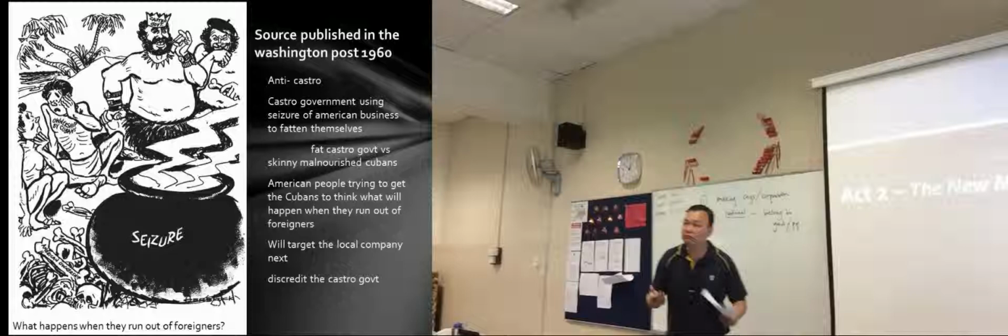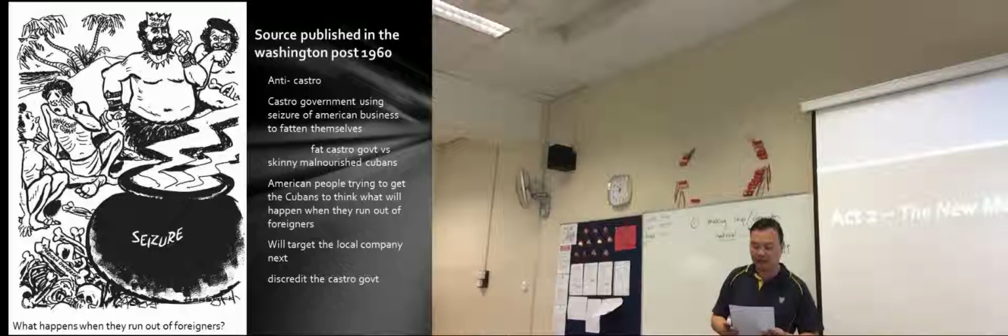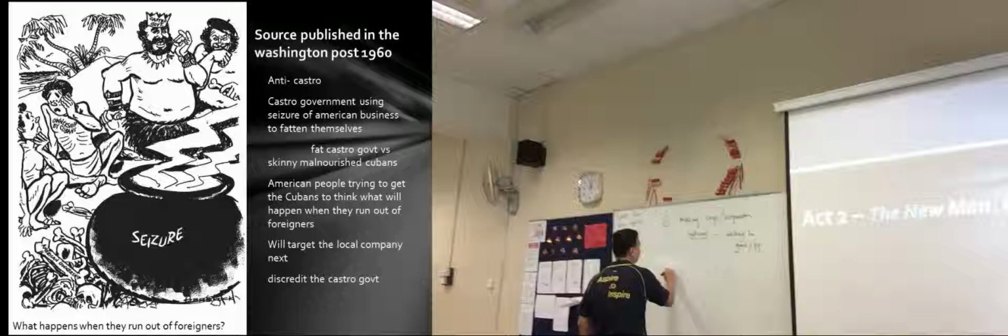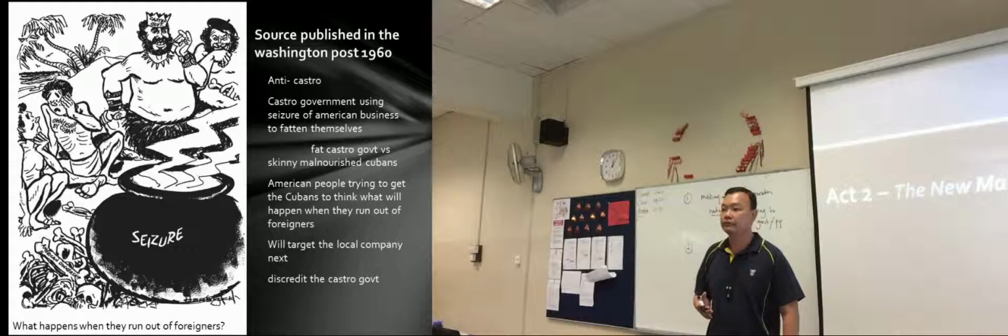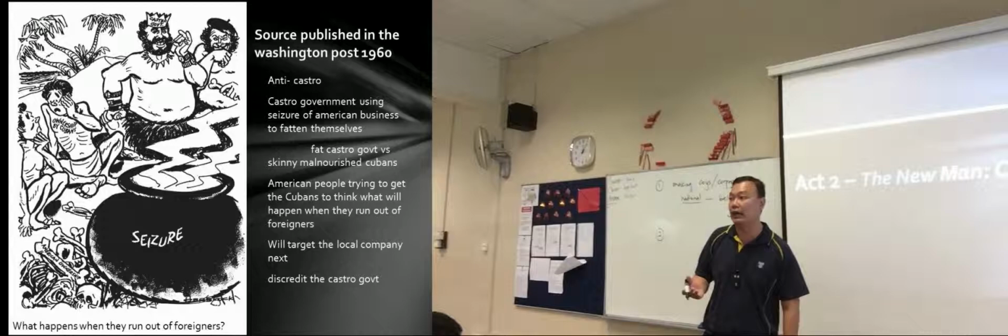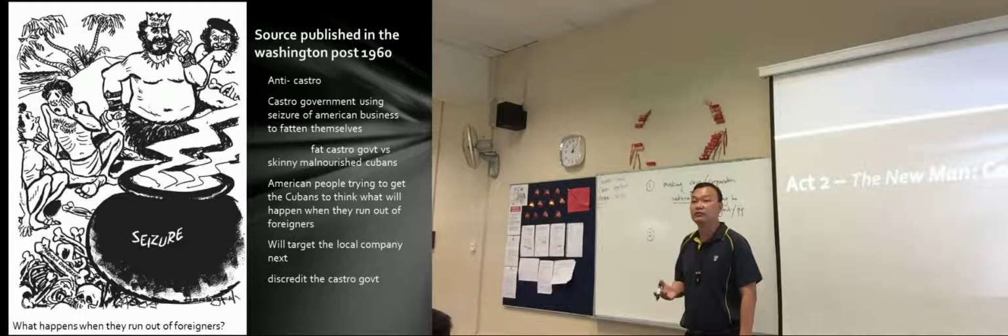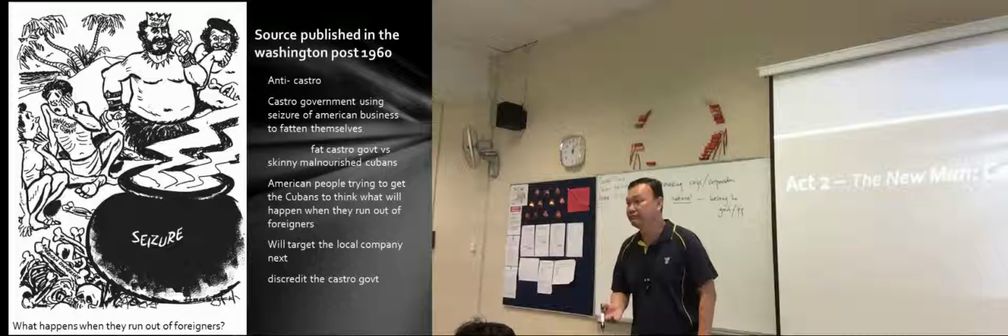Now, the next thing that I want to bring to your attention is, why do you think Castro wanted to nationalize American businesses in Cuba? What do you think is happening here? Why do you think it's nationalizing all these things in Cuba? Because they refuse to ally. Do you think it's because Cuba refused to ally with America? Do you think that's the reason? Why do you think Castro wanted to nationalize American businesses? Why?